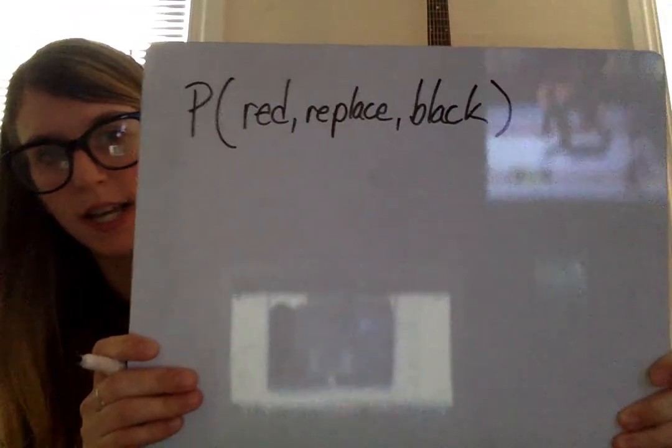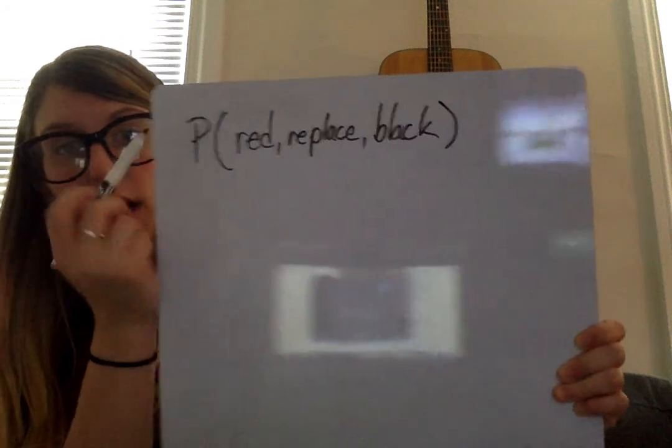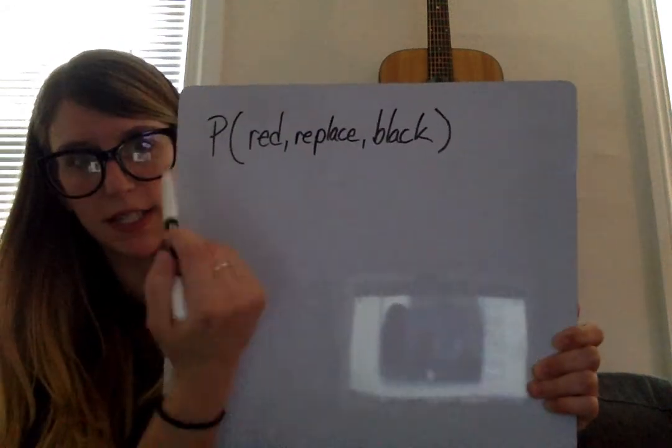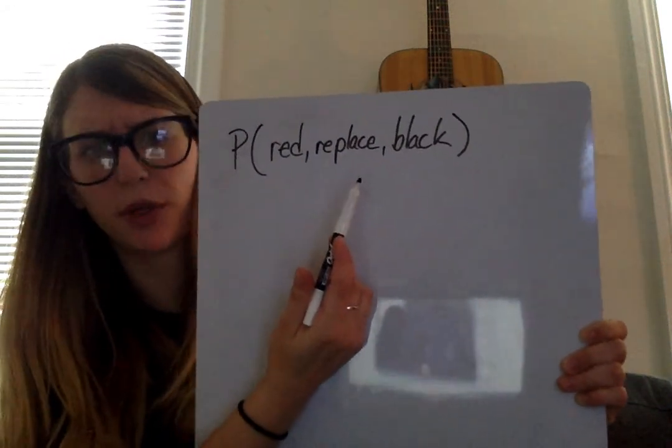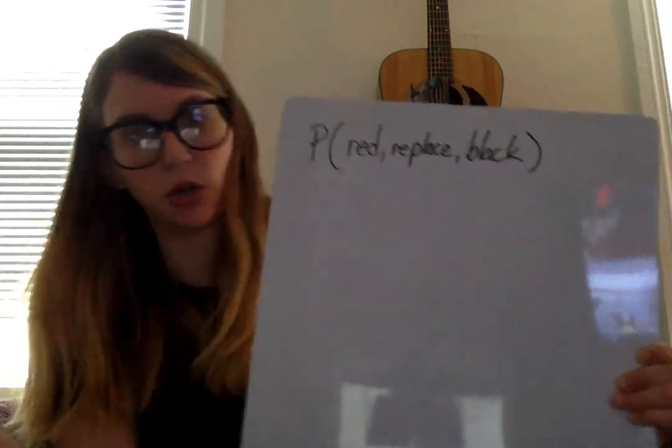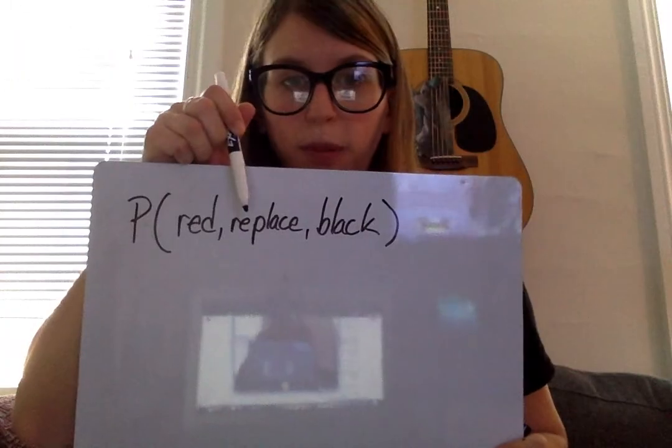This is how probability is asked. It has the little P, and then in parentheses, what's going on. I'm always going to put whether you're going to keep or replace it, since it could be an independent or dependent event. So: red, replace, black. Like I said, there's 26 red cards out of 52 total.